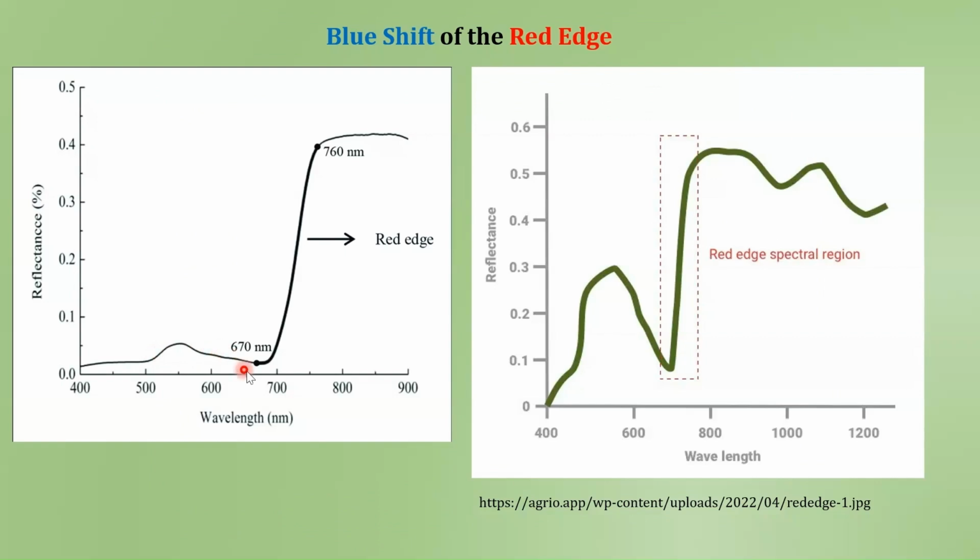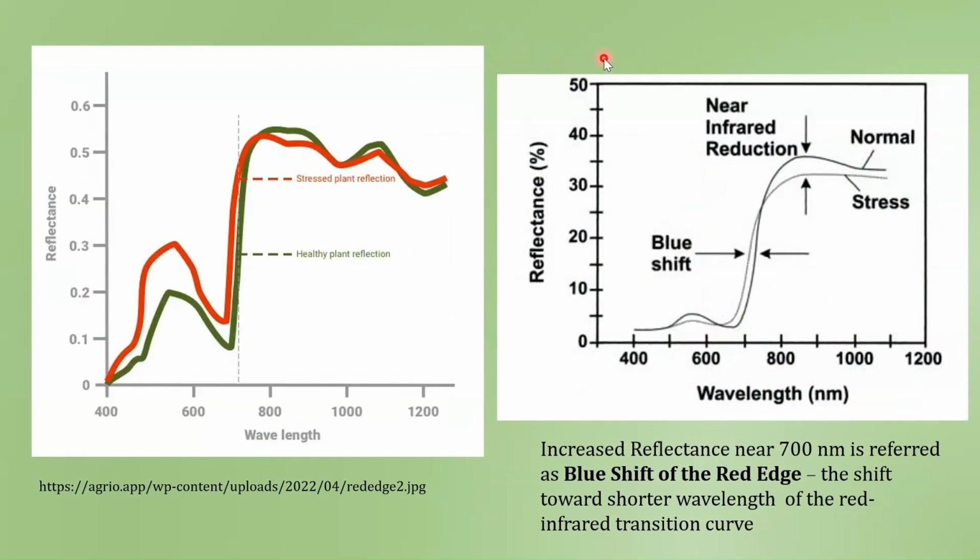As we noticed in the reflectance pattern, after red we have a sudden increase in the reflection in the NIR range. This peak is referred to as the red edge or the red edge spectral region. So this sudden increase after red in the NIR region is referred to as the red edge. Now related to this, we have the blue shift of the red edge. It means when there is any type of stress to the plants, the reflectance pattern changes.